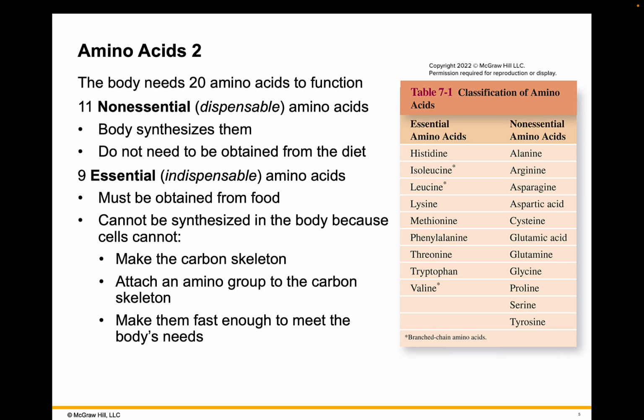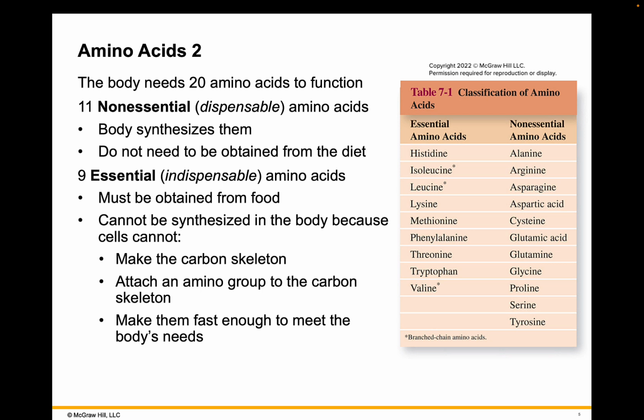Now, if we look at the amino acid alphabet, there are a total of 20 amino acids that are necessary to function. We break them down into non-essential or dispensable, and there are 11 of those, and our body has the capacity to synthesize and produce these amino acids. They do not need to be obtained from the diet. The remaining 9 are considered to be essential, and you may see the term indispensable amino acids. They must come from our diet.